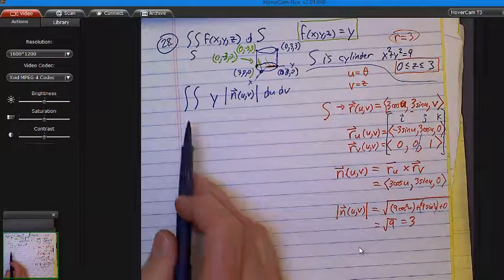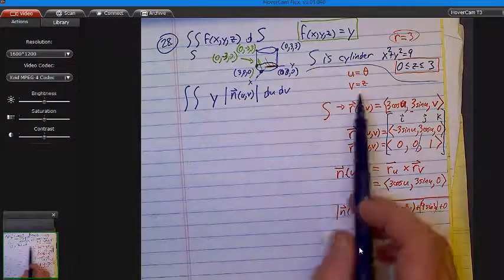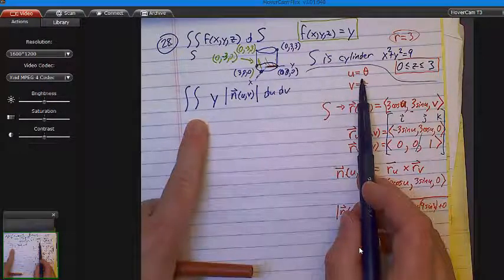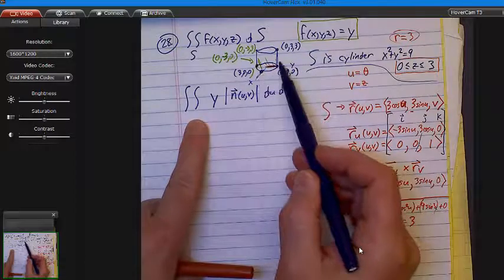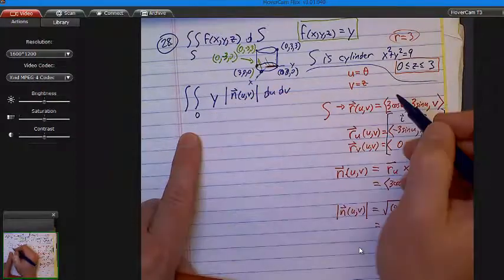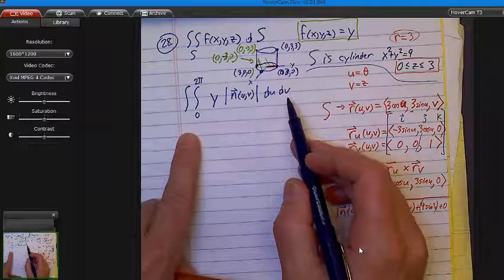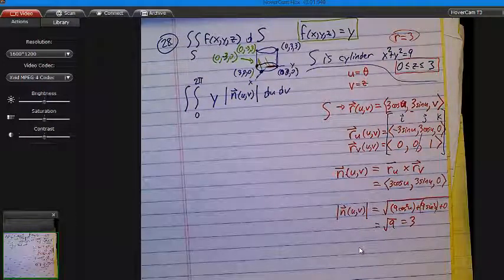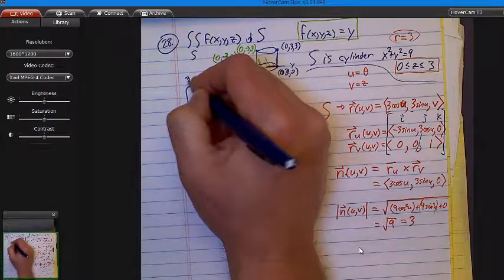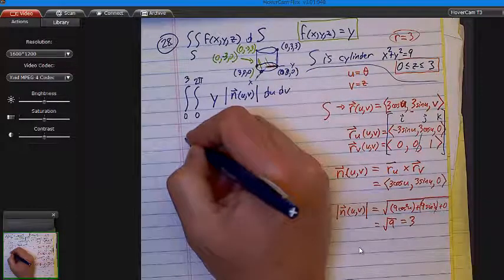Oh, I didn't put the limits of integration. I should do that. But I know, because if u is theta, then u is going from 0 to 2 pi, let's say. And v is going to be z, and it tells me that z is bound between 0 and 3. So let's see if I can work this out now.